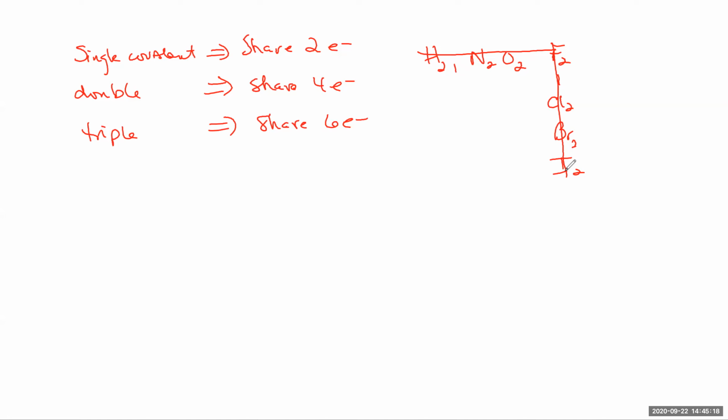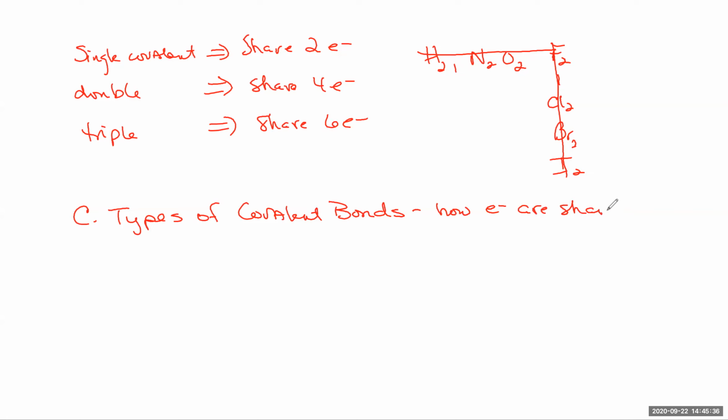What I wanted to talk about in this video is the types of covalent bonds, other than classifying them as single, double, or triple. Types of covalent bonds based on how they share, not on how many. How many electrons are being shared is what determines a single, double, or triple bond. But what I want to talk about is how they share the electrons.